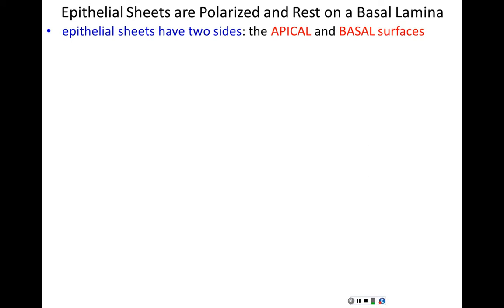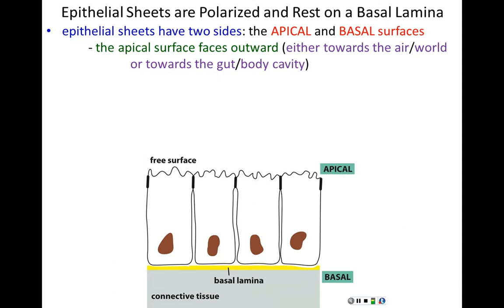In any event, epithelial cells are polarized. They have two different sides. Epithelial cells rest on what we call the basal lamina. The two sides of an epithelial cell, or the two sides of an epithelial sheet of cells, is called the apical and basal surface. The apical surface is what faces outward. Now, don't get confused by that. By outward, we mean away from the tissue, away from the body proper.